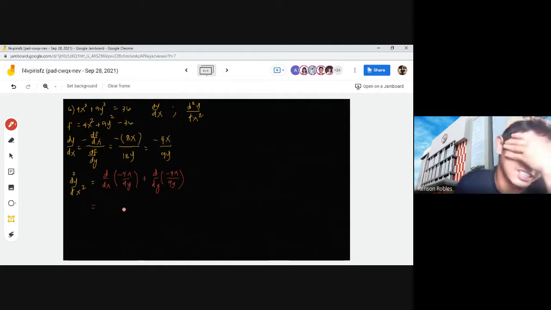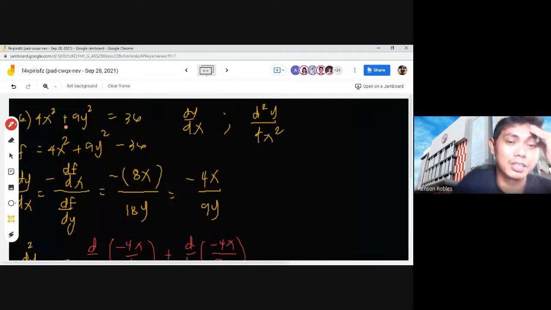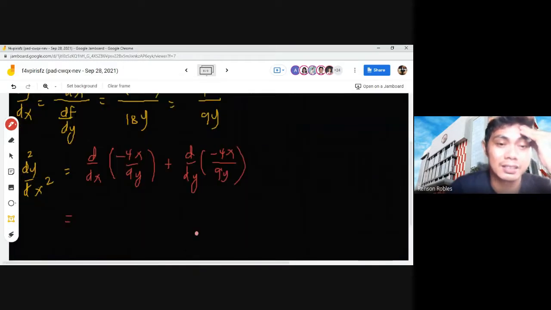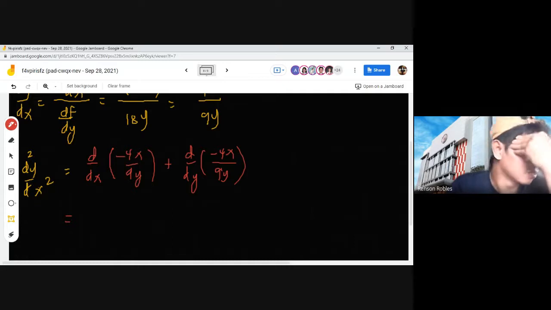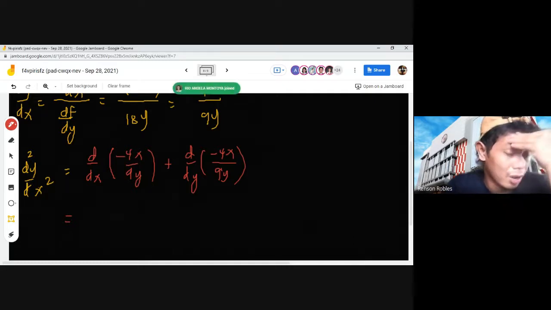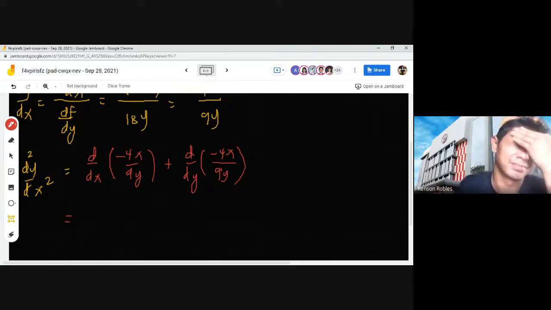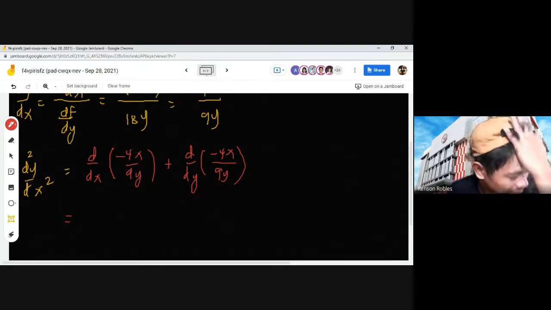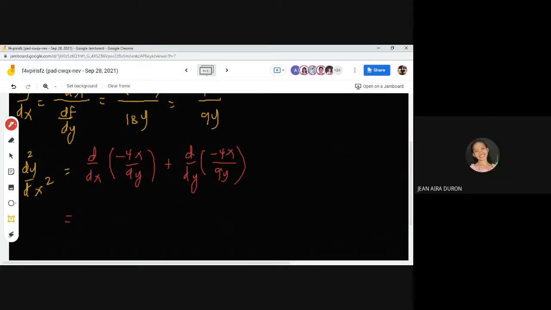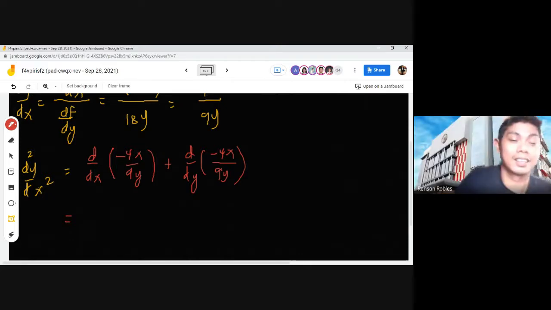What do you think? Make your Jamboard larger, it can be enlarged. And then, all right. For those who are on the Google Meet, what is the derivative of negative 4x over 9y in terms of x? Can I hear someone? Negative 4 over 9y po. Okay. That's negative 4 over 9y.